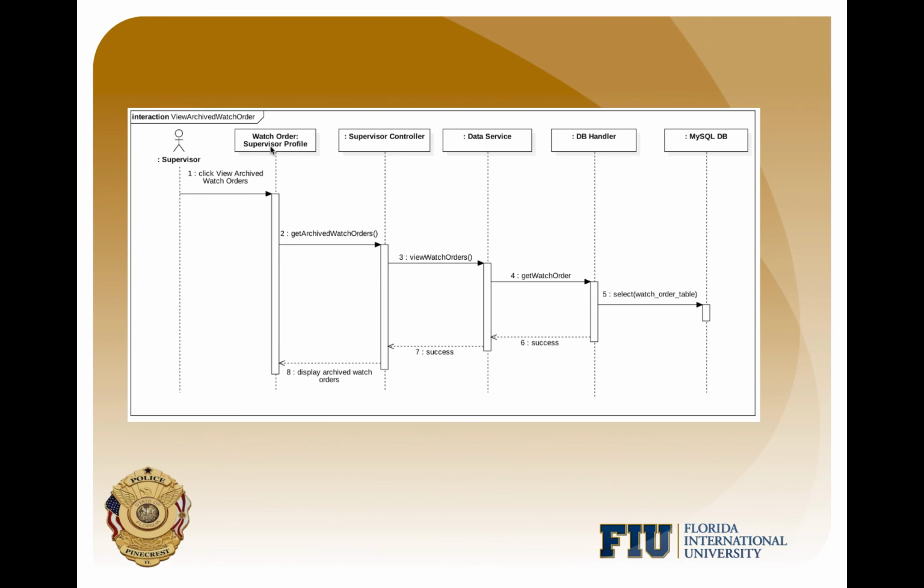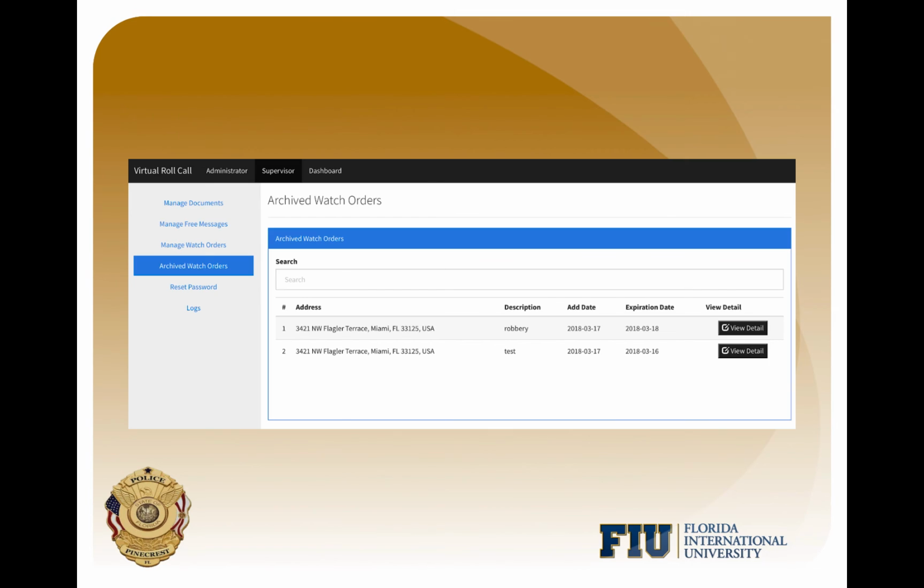This will be done through the supervisor profile, which will send a request to the supervisor controller to get the watch orders. The data service will handle the request and will communicate with the database handler, which will perform the specified SQL instruction. Success messages are sent back to the controller, and the archived watch orders will be populated on the supervisor profile as a graphical representation.